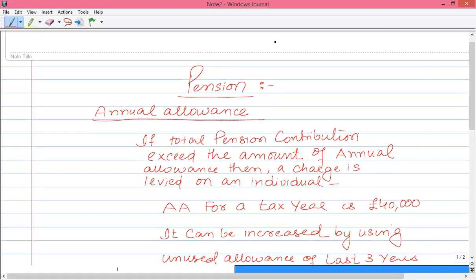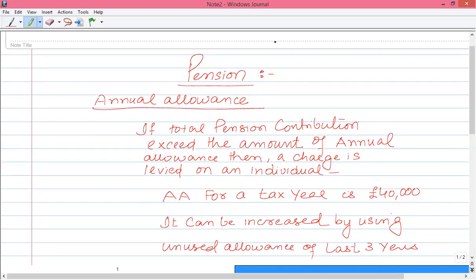Now, if the total pension contribution exceeds the amount of the annual allowance, each year there is an annual allowance of 40,000. So if total pension contribution exceeds this annual allowance, then a charge is made on an individual. That means that if the gross contribution exceeds the annual allowance, then we have to pay tax on the excess value. So we are getting relief on contribution, but sometimes you have to pay tax on contribution.